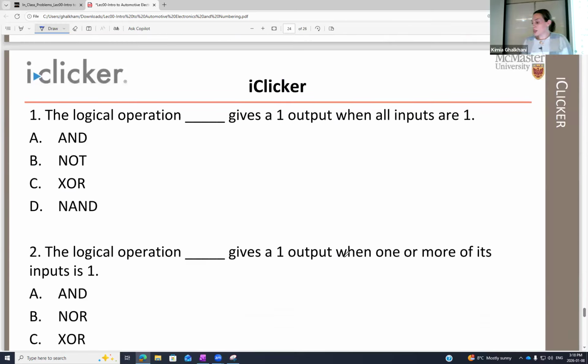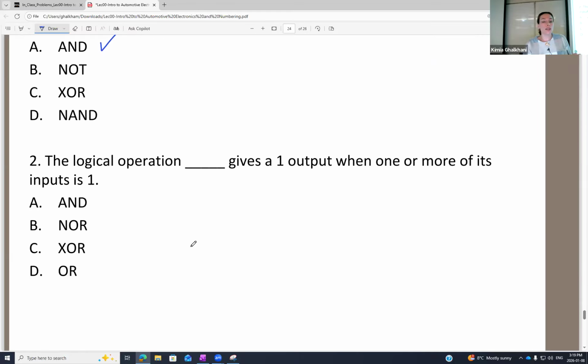I'm going to just close up the session with a few multiple choice questions. This is your time to answer my questions, and then we are going to wrap up. Based on whatever we've discussed from the beginning of the session, answer my questions, please. The logic operation blank gives a 1 output when all inputs are 1. Which one is correct? AND, NOT, XOR, or NAND? AND, 100% correct. Next, the logical operation that gives a 1 output when one or more of its inputs is 1. Which one is correct? 100% correct.